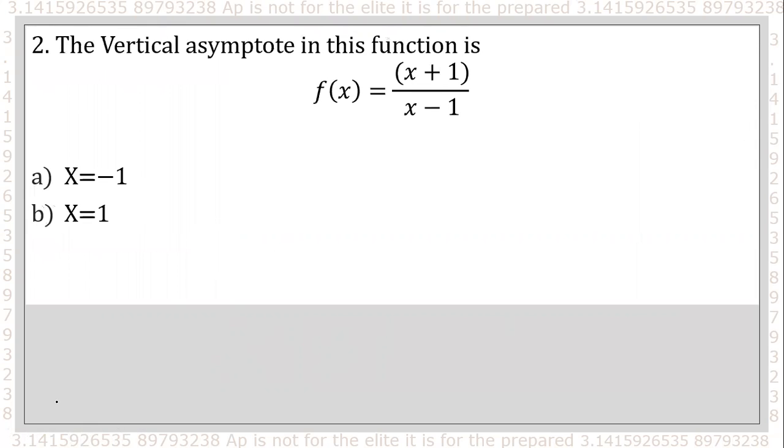Okay. In this question, we can see that we have a vertical asymptote where. So here, pause the video, give it a try. The vertical asymptote is actually found here. x minus 1 equals 0, so x is equal to 1. So in this one, we have B.